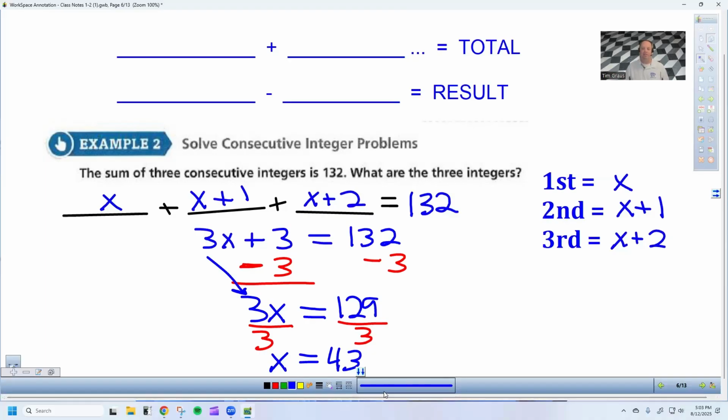Now we have to go back and see if we've answered this question. It says the sum of 3 consecutive integers is 132. What are the 3 integers? Well, I only have one answer here, but notice that each blank is going to contain one of the 3 integers. So the blank x, that's my 43. The blank x plus 1 is the next integer after that, 44. And the blank x plus 2 is the next integer after that, 45. So the 3 integers they're asking for are 43, 44, and 45.